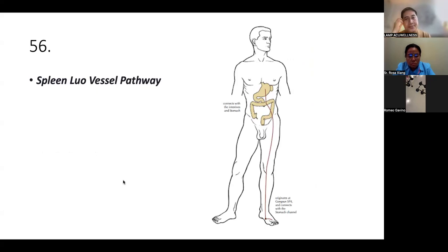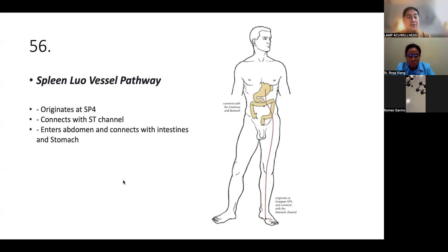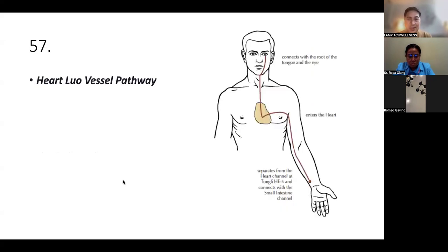originates at spleen 4, connects with the stomach channel, enters the abdomen, and connects with the intestines and stomach. Okay. If you were going to review, I'm sure you still remember the extraordinary vessel, right? Remember the spleen 4 and PC 6? Did you forget? Okay, we'll review that again next time.